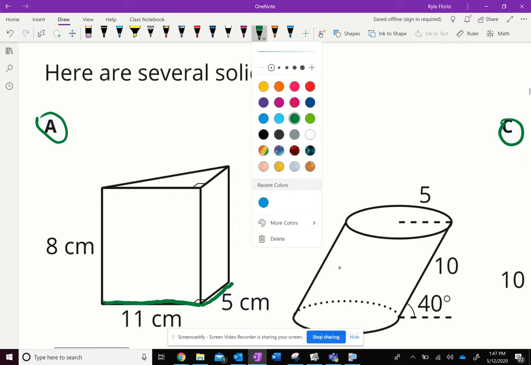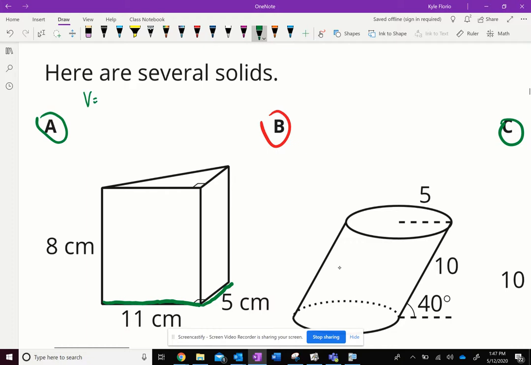The volume of a prism or a cylinder is the area of the base times the height. Now the base is a triangle, and the area of that is half base times height. So the volume is going to be the area of the triangle, which is 1/2 base times height. The base is 11, and the height is 5. And we need to multiply that all by the height of the prism, which is 8.